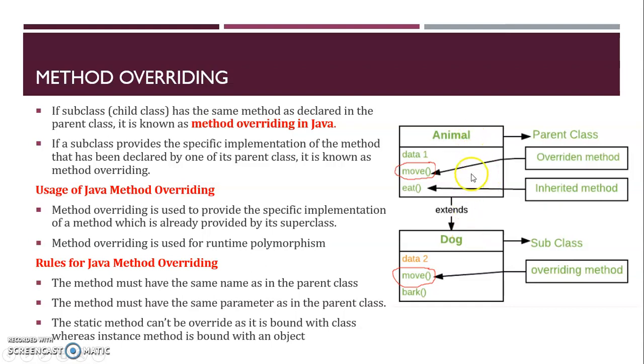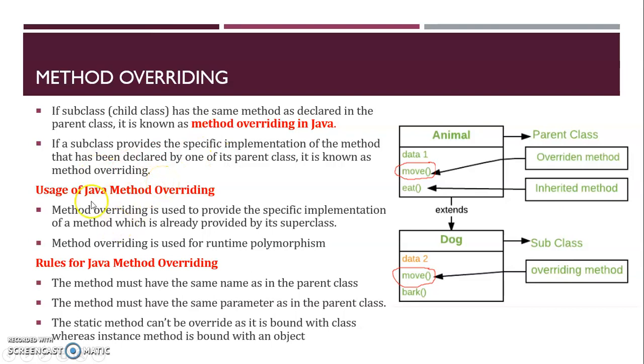Here you can see two classes, animal class which is acting as a parent class and dog class which is acting as a subclass. You can also see one method move that is defined inside animal. The same method is defined inside dog class also. As this dog is extending from animal class, this dog will have a copy of this move also. So the property of reusing this method that is defined inside the parent class by the child class is known as method overriding. Or if a subclass provides a specific implementation or a different meaning to a method that has been declared by one of its parent class, it is known as method overriding.